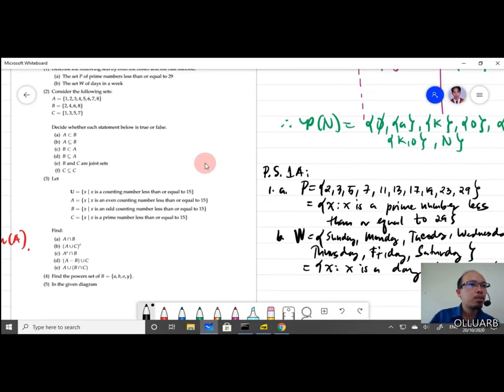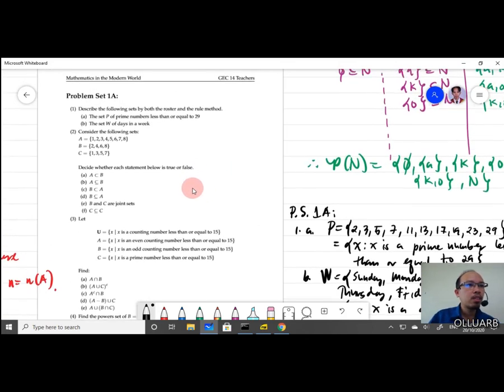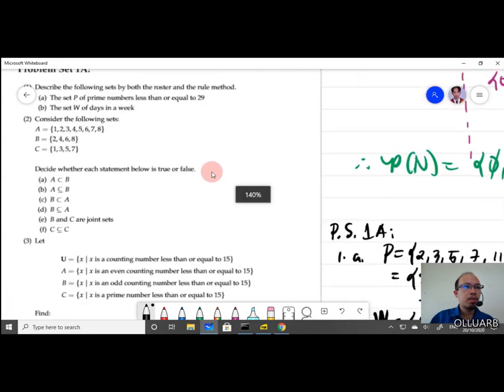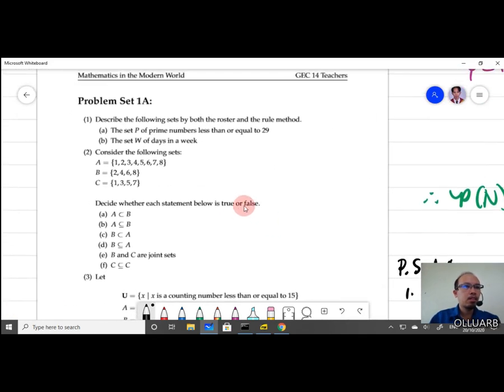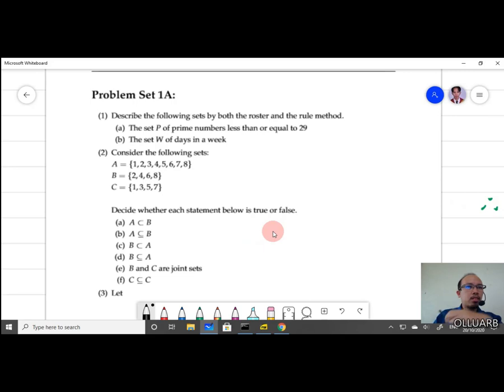For problem number 2, okay, since the given sets are already in the roster method, this is easy to verify now. Okay, so let's try to answer this. A is a proper subset of B. A is a proper subset of B. So the answer is false.